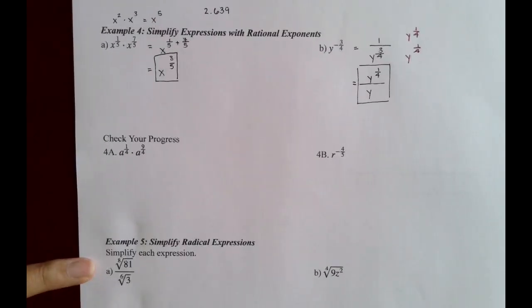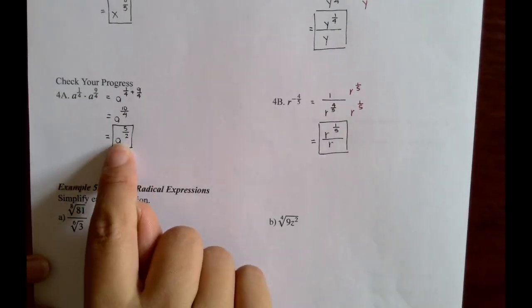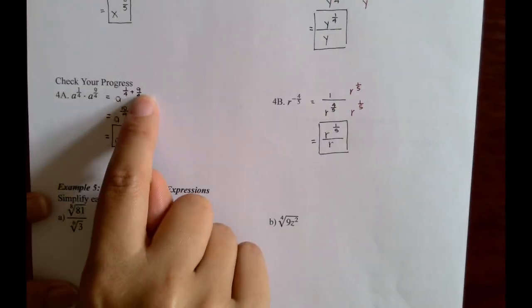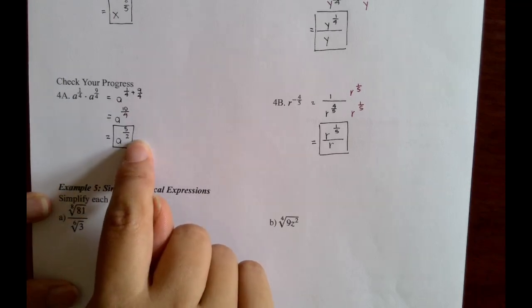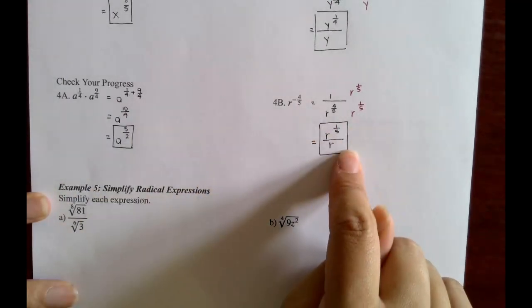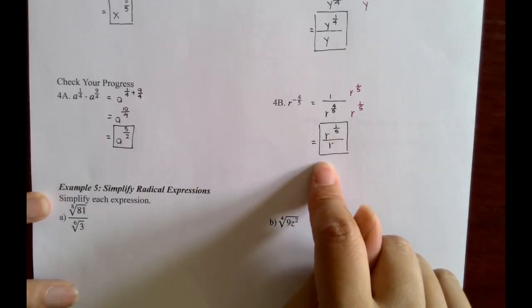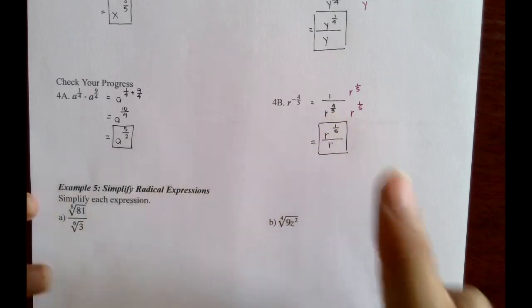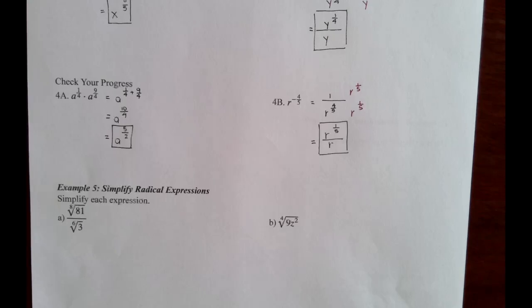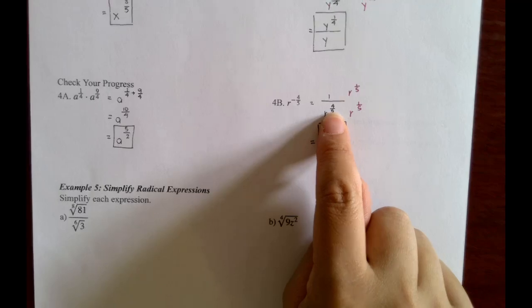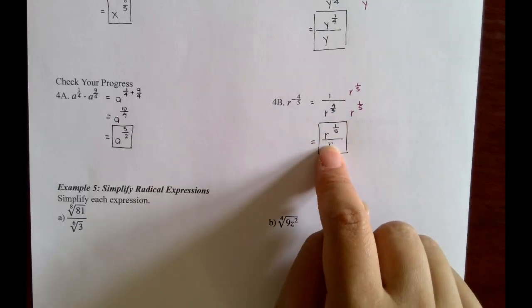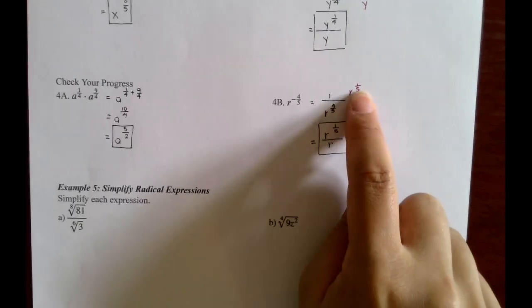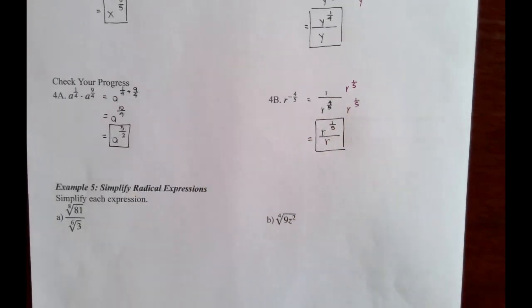Okay, so why don't you try CYP 4A and 4B and come check your answer when you're done. Okay, for 4A, you should have gotten a to the 5/2 because 1/4 plus 9/4 is 10/4. Simplify that, that's 5/2. Okay, for this one, you should have gotten r to the 1/5 all over r. Negative exponent, put it in the denominator, but because this rational exponent represents a radical, we can't have radicals in the denominator, so I have to rationalize this. So if this is 4/5, I need 5/5 to eliminate it. So that's why r to the 1/5, r to the 1/5, and that's what it becomes.